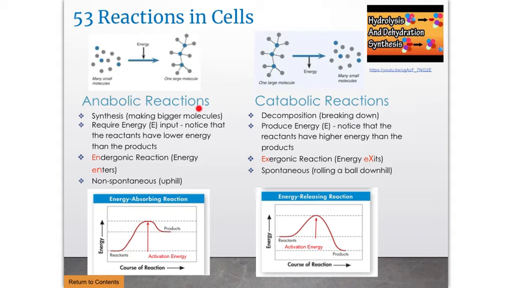All right, so a little bit more about reactions. An anabolic reaction is when you're making something. It's usually going from smaller molecules, smaller reactants with a very low energy level, to bigger molecules that are storing more energy. We call that an endergonic reaction, and this is non-spontaneous. You're going to have to put energy into it. Whereas a catabolic reaction is a result of decomposition, breaking down, and it produces energy.